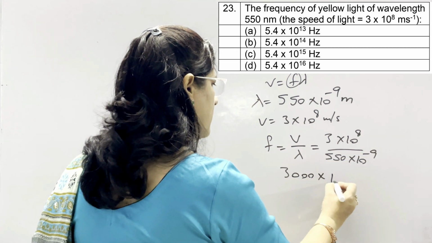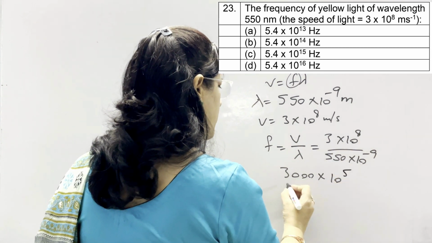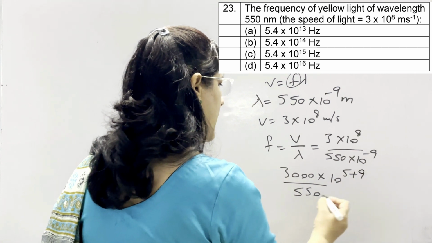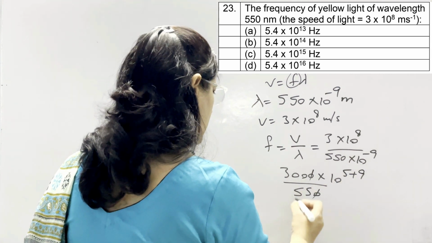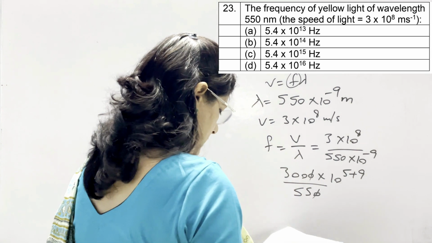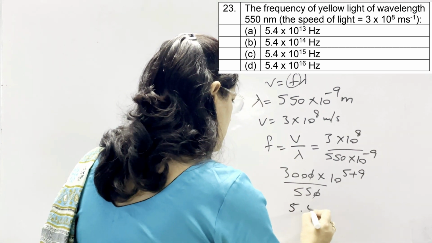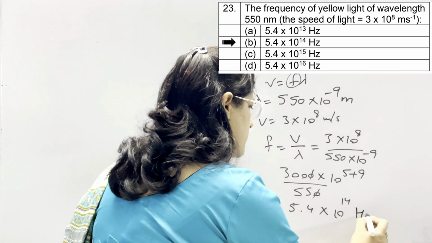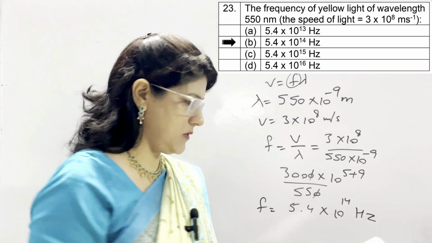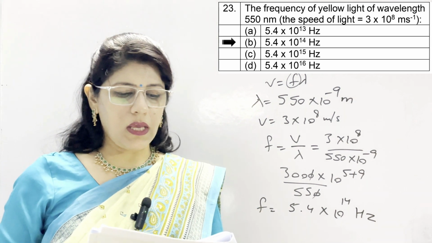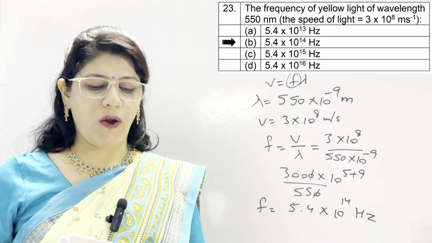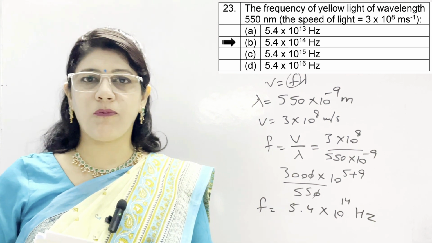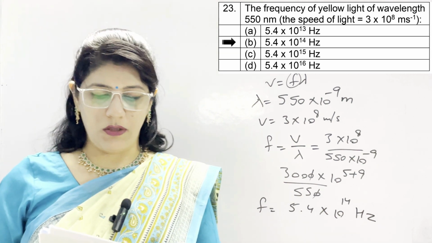3 zeros we need here. Here we are left with 10 raised to power 5. In the denominator 550. This 9 will go and add here. Now after cutting we will get the value as 5.4. So 5.4 into 10 raised to power 14 hertz, because SI unit of frequency is hertz, is the correct answer. Option A is 5.4 into 10 raised to power 13, B is 5.4 into 10 raised to power 14, C is 15 and D is 16, and the correct option is B, which is 5.4 into 10 raised to power 14 hertz.